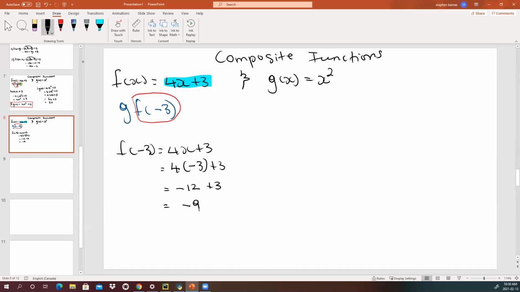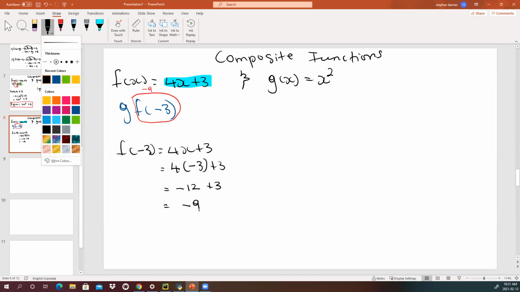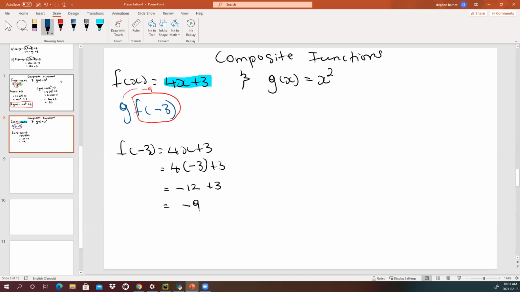So this is our f of minus 3, right? So this red part that I highlighted here is -9. So now you're going to find g of -9. That's what you're going to do now. So g of -9, the g function is x squared.